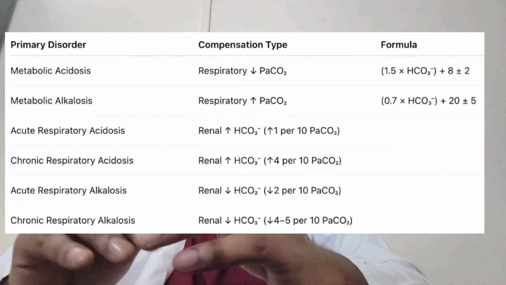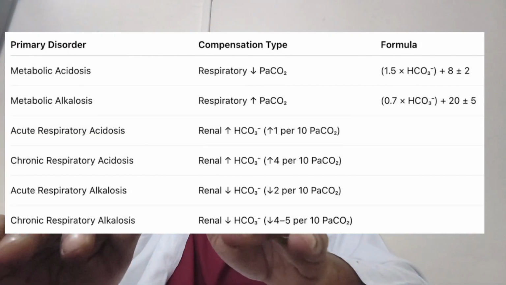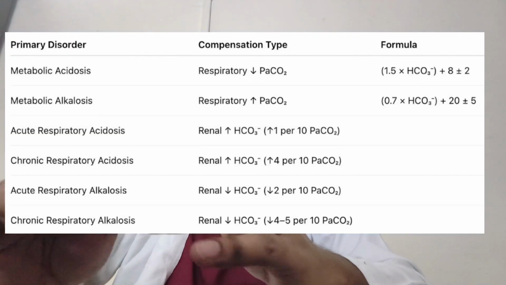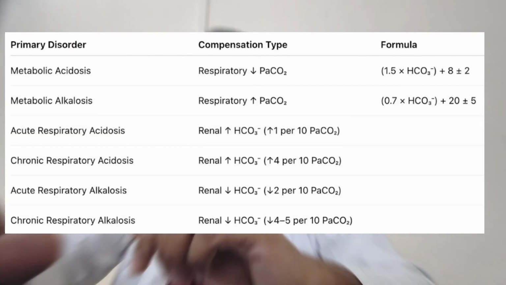So first of all, you have to figure out the primary pathology and then whether the other system is able to compensate or not. I'll give you 5 examples. You will learn everything and be ready to be an ABG expert.